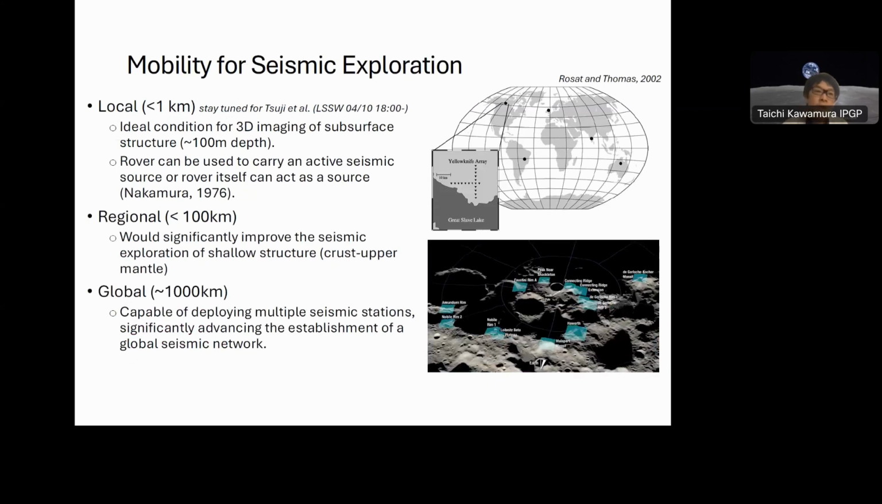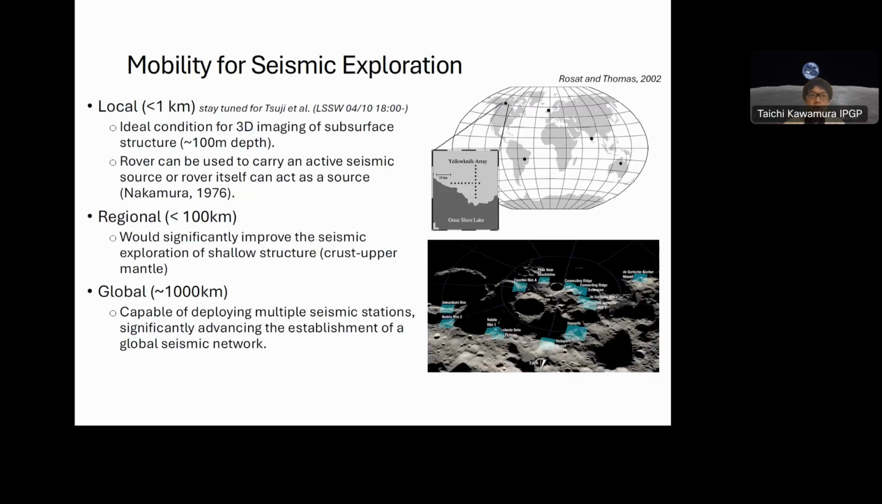Finally, I would like to say a few words about mobility and seismic observation, which I separate into local, regional, and global scales. When I say network, I mean something distributed globally. If you see the right figure, it's the world map. So if I were to say network, we would like to have something global.